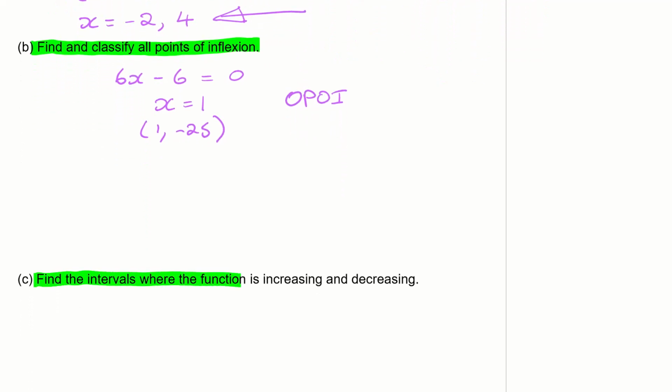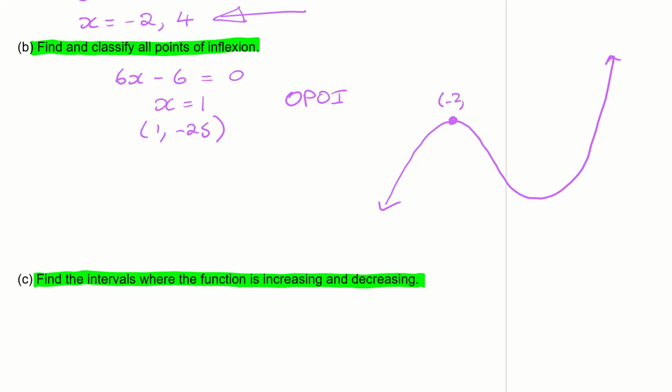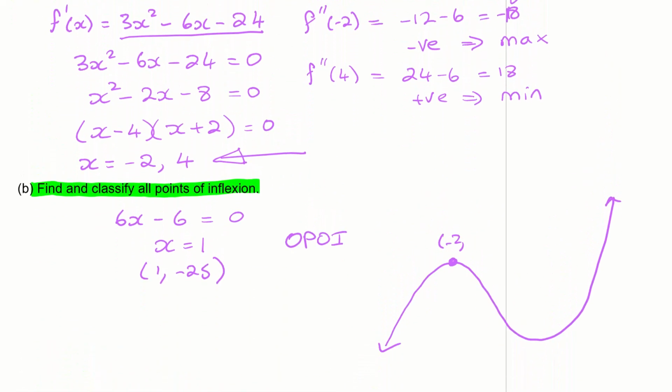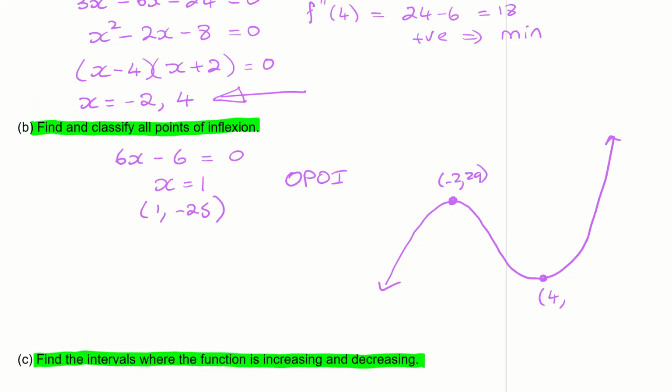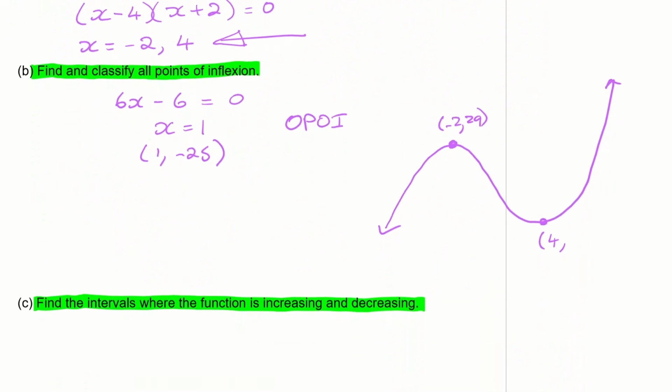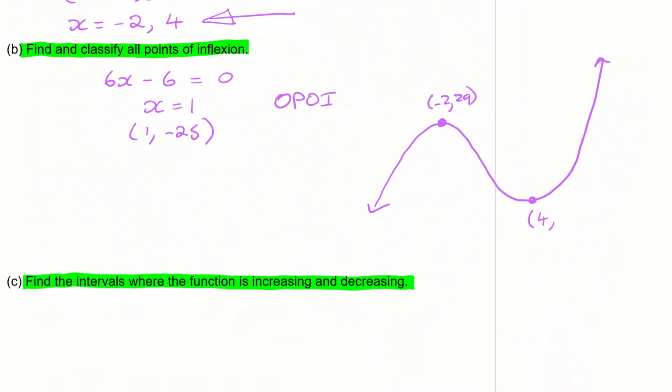Find the intervals where the function is increasing and decreasing. So from what we know so far, we have a cubic and it's going to be shaped like this, and we've got a maximum up here, which happens at negative 2, 29. And then we've got 4, negative 79. We have our minimum.